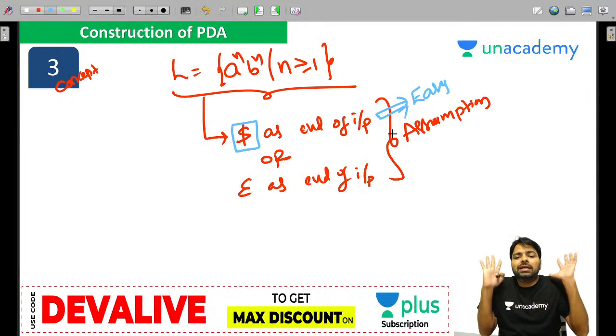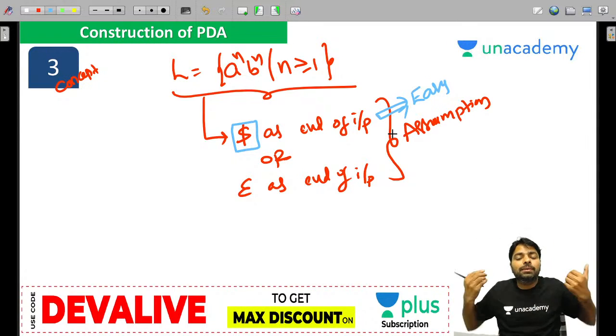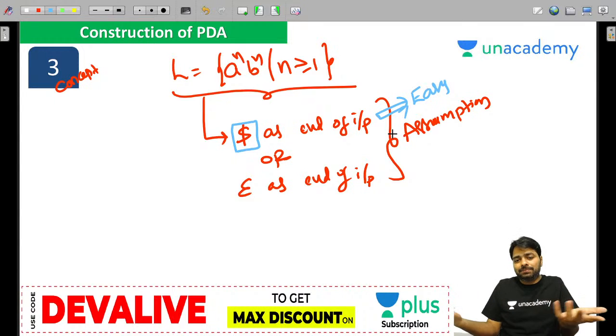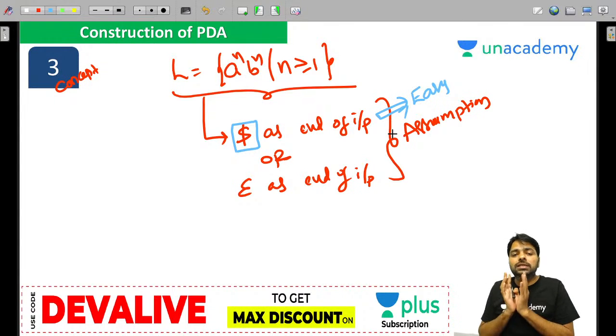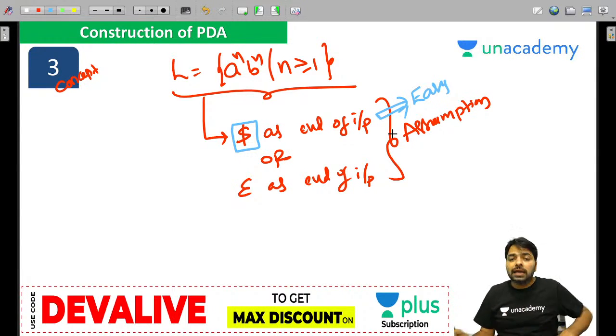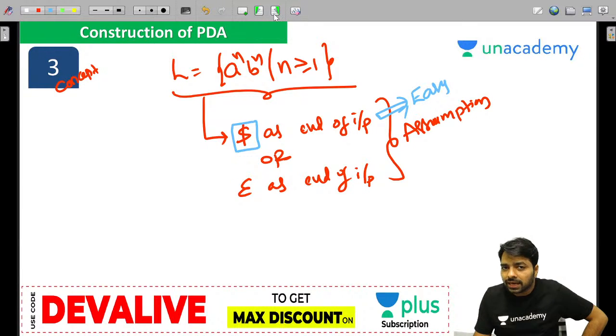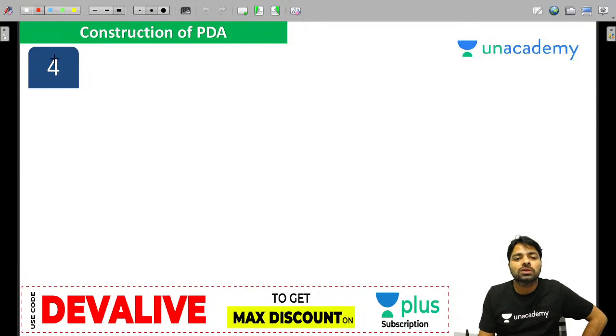So whenever I get a dollar, I must halt now. Tell me how to halt, how to accept. Are you clear on this point? Now this is my concept, and let me explain how I answer it. And a fourth concept is there. Look at that. Fourth concept also there.